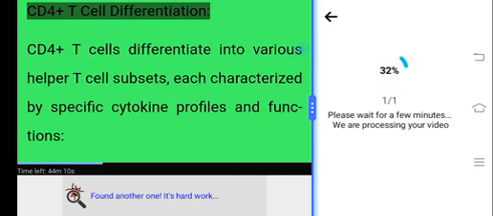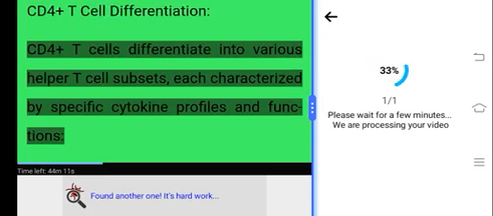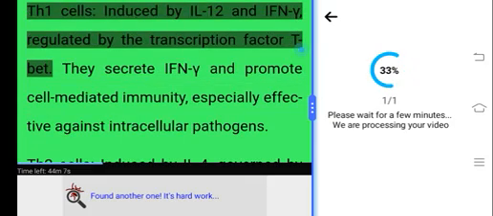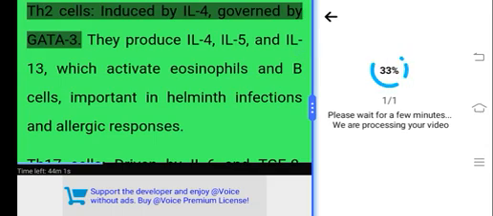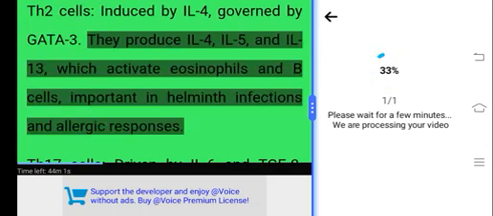CD4 plus T cell differentiation. CD4 plus T cells differentiate into various helper T cell subsets, each characterized by specific cytokine profiles and functions. Th1 cells, induced by IL-12 and IFN gamma, regulated by the transcription factor T-bet. They secrete IFN gamma and promote cell-mediated immunity, especially effective against intracellular pathogens. Th2 cells, induced by IL-4, governed by GATA3. They produce IL-4, IL-5, and IL-13, which activate eosinophils and B cells, important in helminth infections and allergic response.